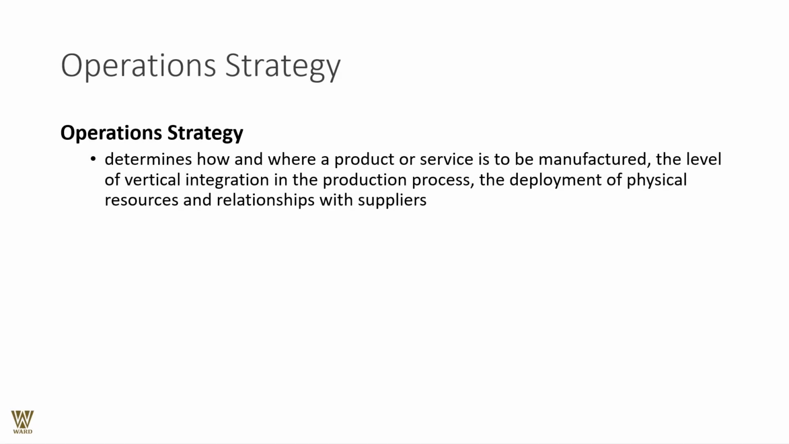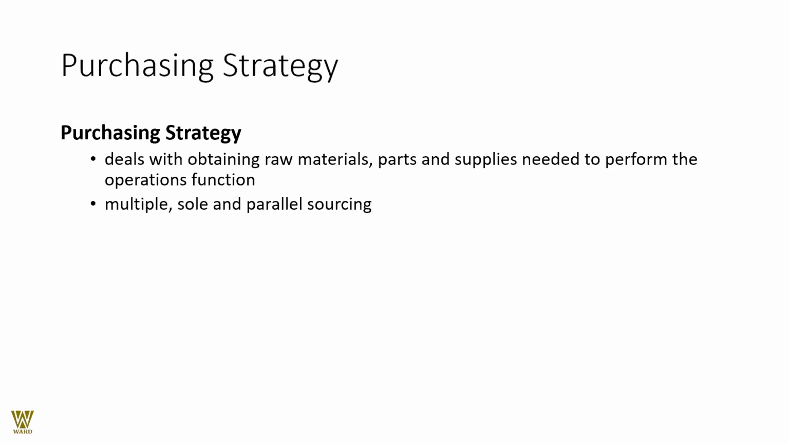Let us understand the operations strategy this time. It determines how and where a product or service is to be manufactured, the levels of the products, the integrations in the product, the deployment of physical resources, and relationships with suppliers, as the case might be. This is what we are looking forward to. So remember, operations strategy is all about manufacturing or buying in, having your own setup or getting things done from your vendors, suppliers, or probably another organization. It can be vertical integration, it can be the production process, anything and everything.